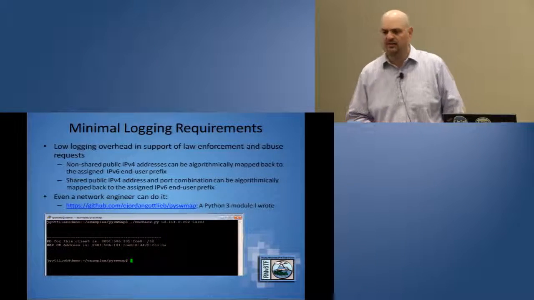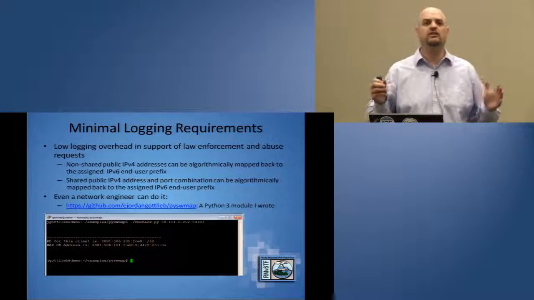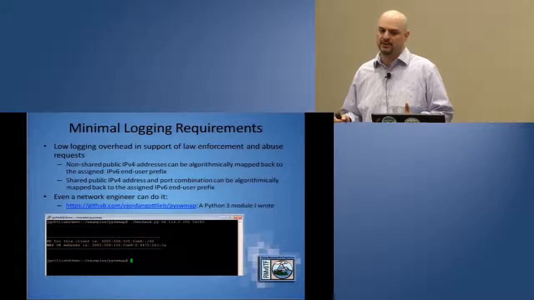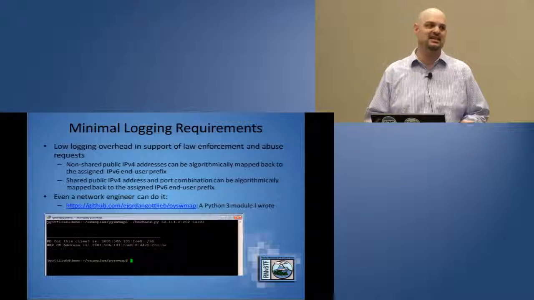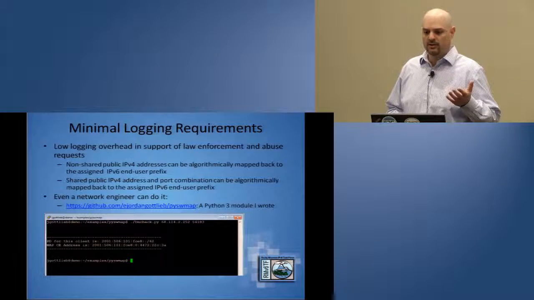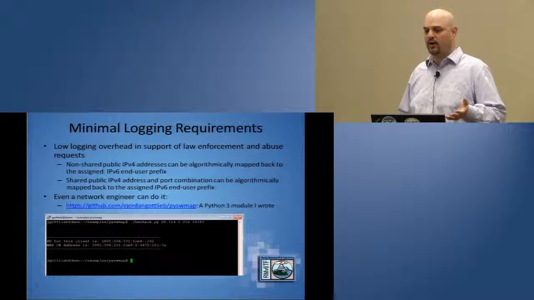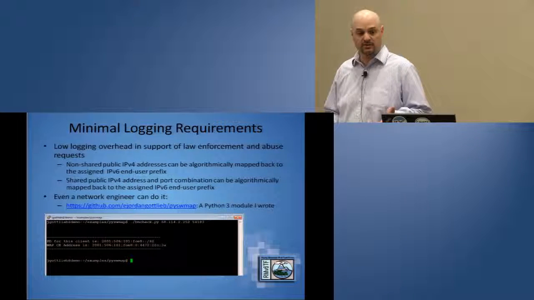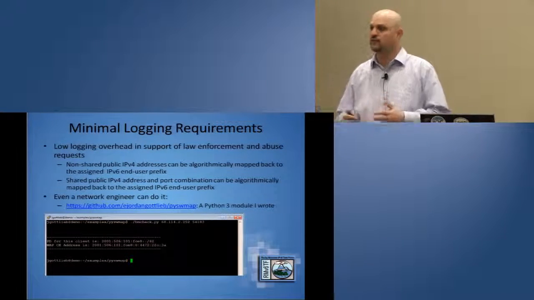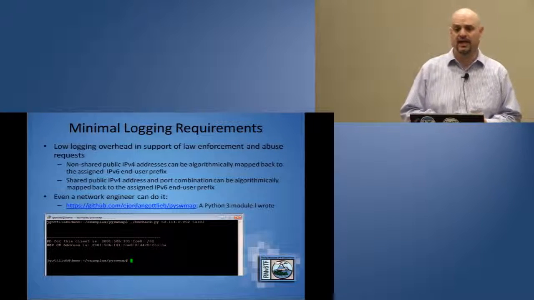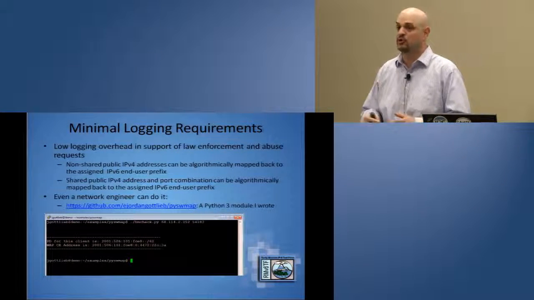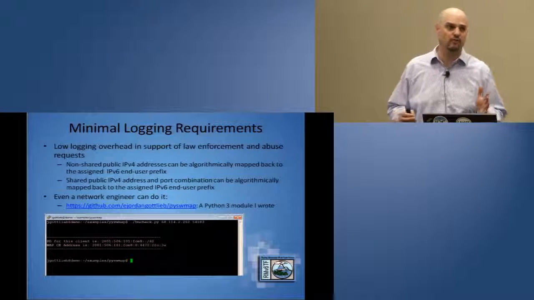So with a lot of other CGN technologies, there's varying degrees of logging overhead. Built into MAP-E, since it's all algorithmic, you really don't have any additional logging requirements beyond your initial provisioning system. So non-shared public IPv4 addresses can be mapped back to the assigned IPv6 end user prefix by simply providing the IPv4 address in a case where you're not doing end-user address sharing. And shared public IPv4 addresses now require, like every other CGN technology, any sort of other overload technology, you're going to have an IP address and port combination, right?